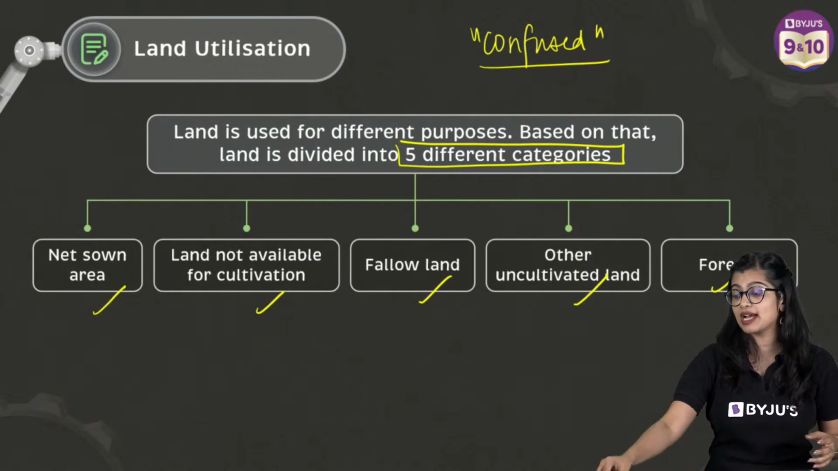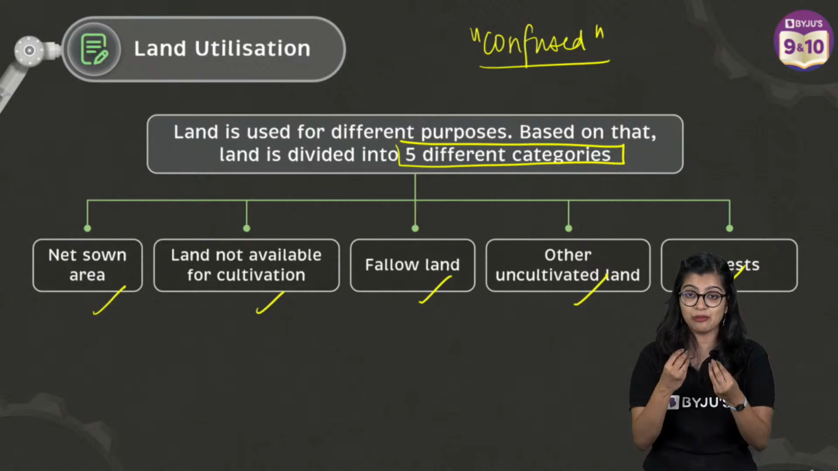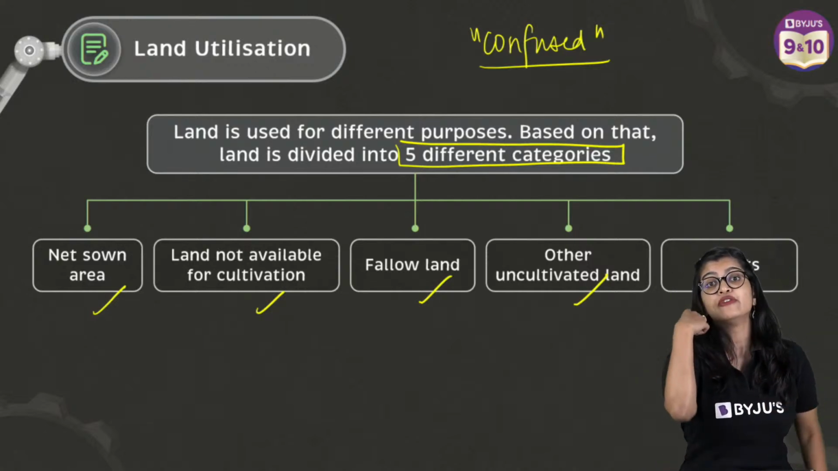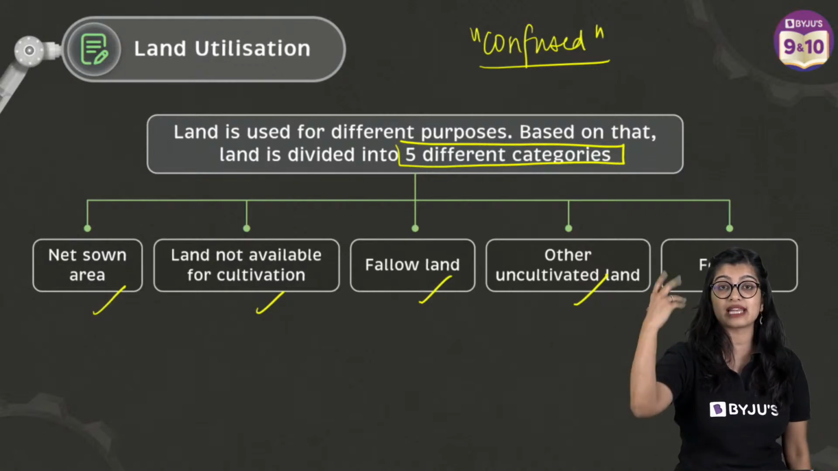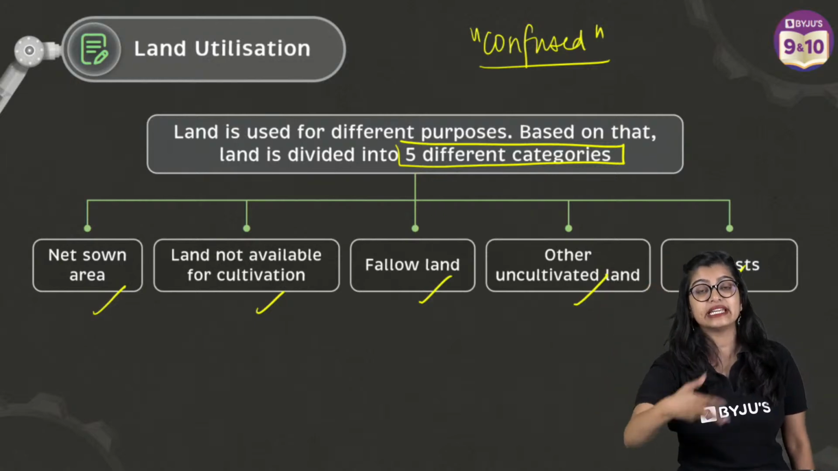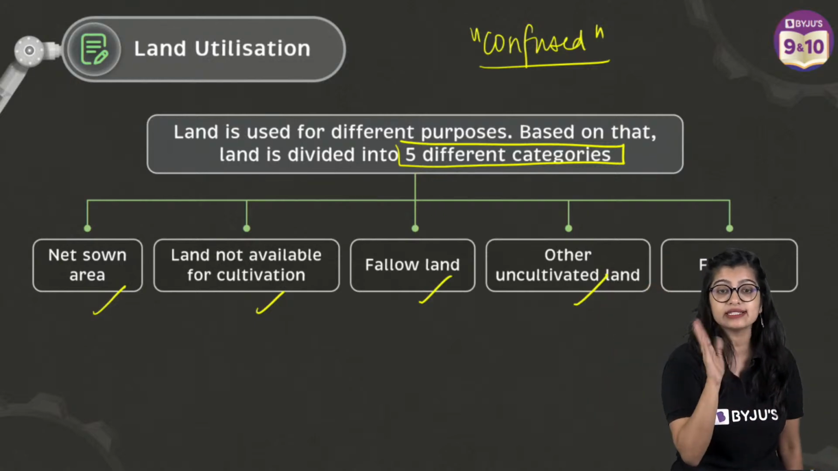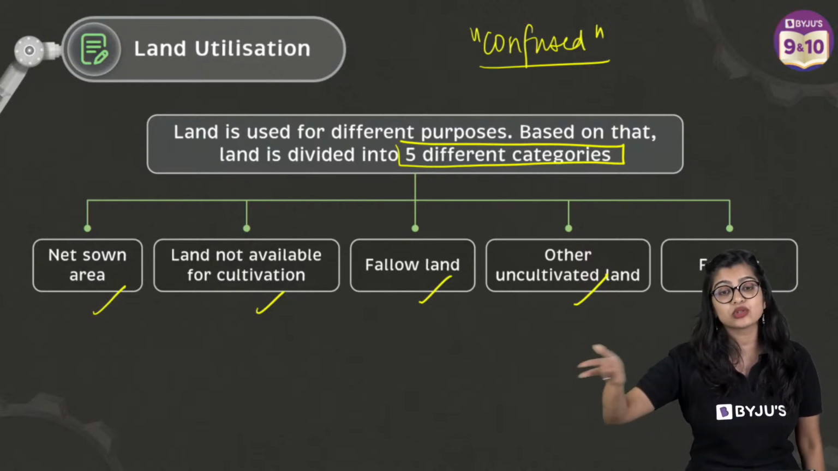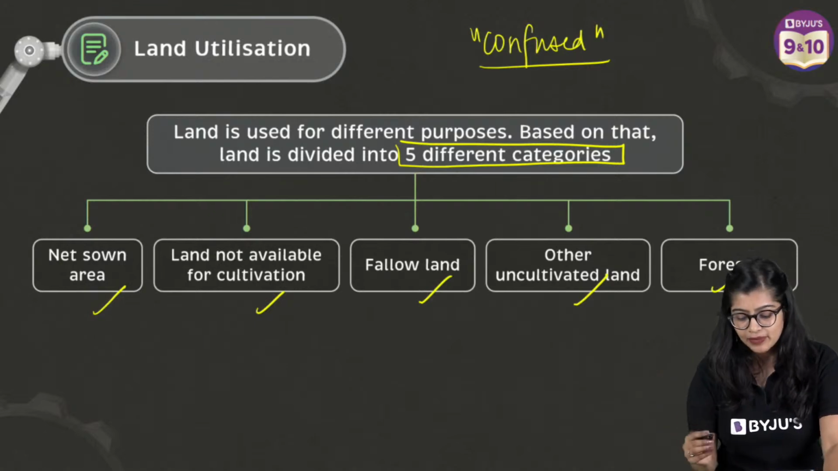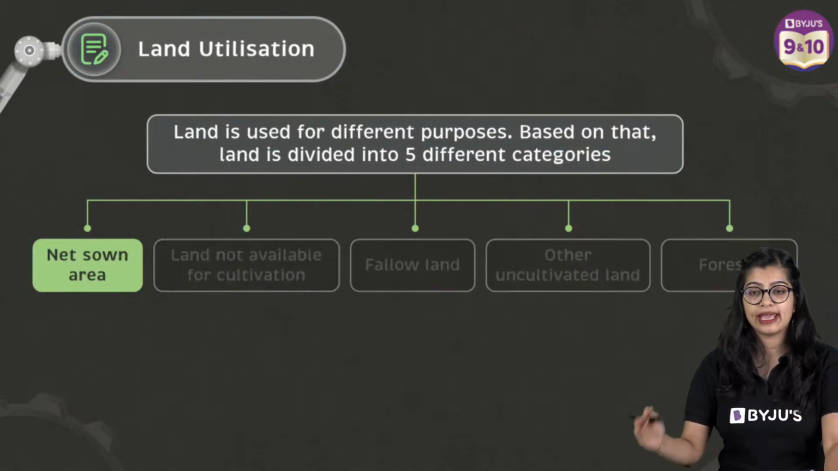So to quickly summarize, what did we learn? We know that land is a very important resource. It's a finite resource because we utilize land for various purposes like agriculture, natural vegetation, wildlife, and so forth. Which is why using our land wisely is very important. To plan and use it is important. Now, how do we use land is what I'm going to teach you. So the first one is net sown area.